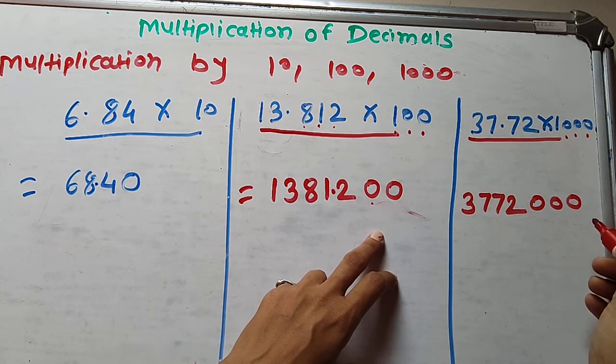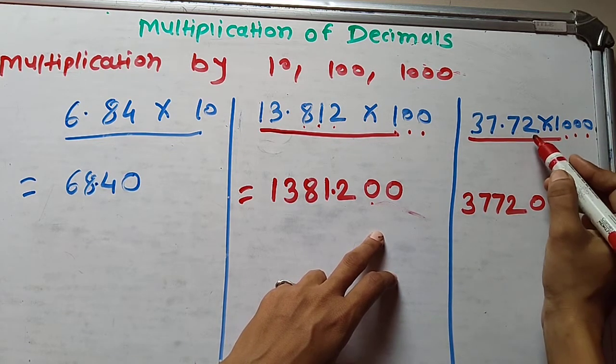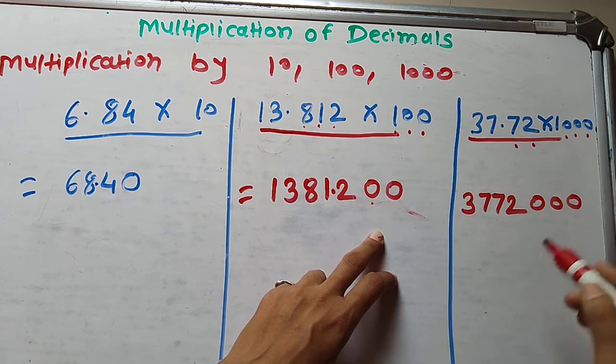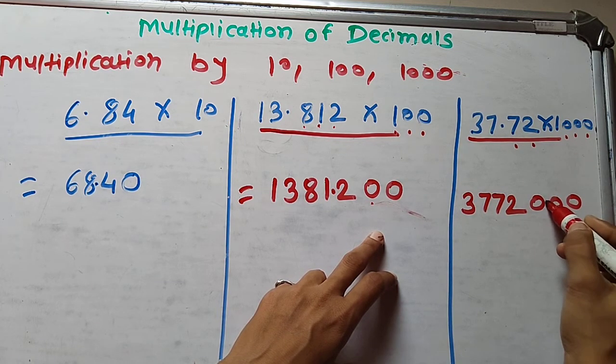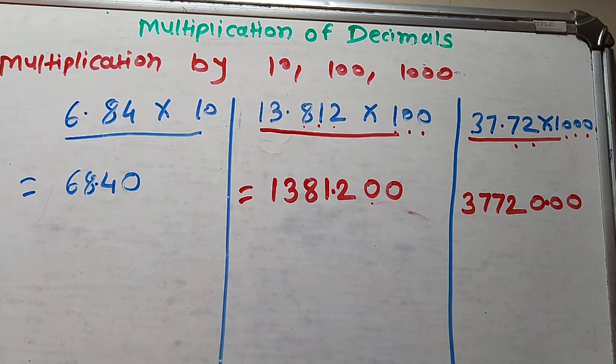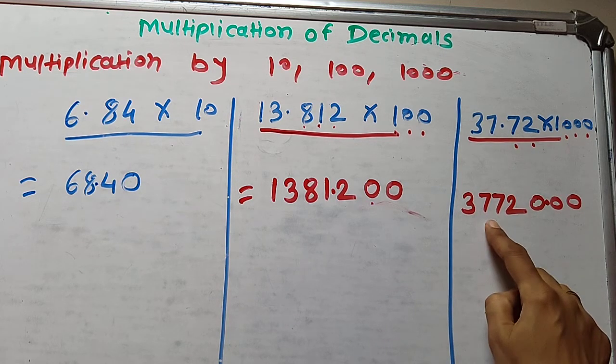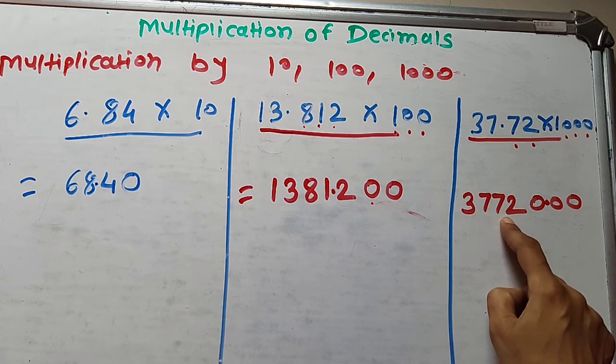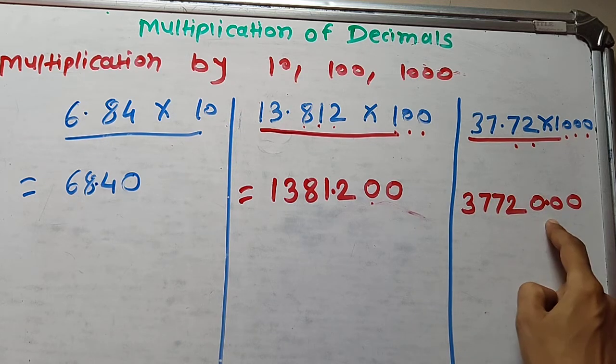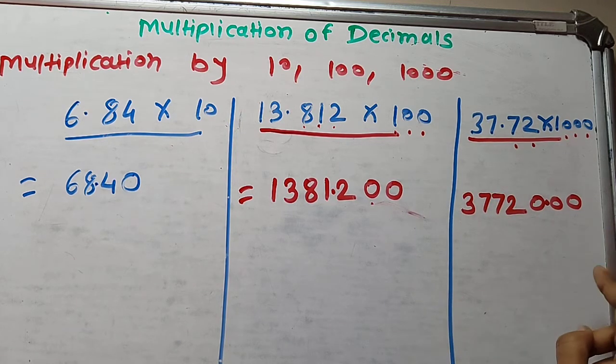Now you have to put the decimal point before 2 digits, 1, 2. So you have to put the decimal point here. Okay. So we get the answer 37,720.00. This is your answer.